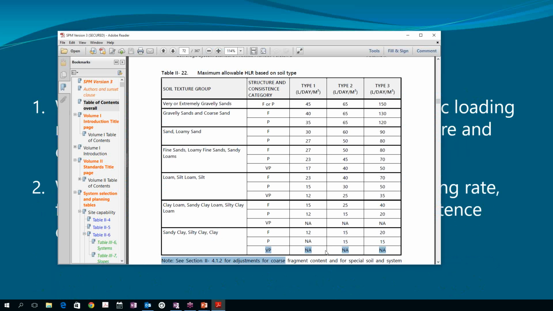So that means that we would have to maintain VS above that clay layer, 60 centimeters for example. So we can't disperse to it if it is clay, period. Well, that's not quite true. We could if it had favorable soil and structure consistence category, but since it doesn't, it's just not allowed, period.